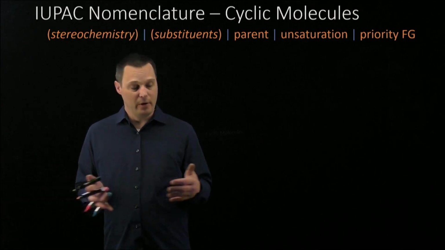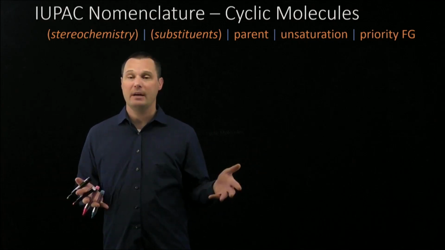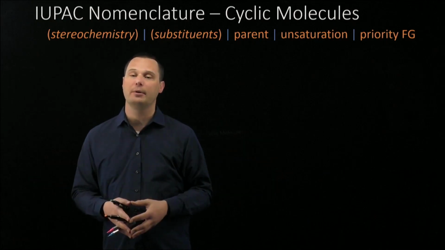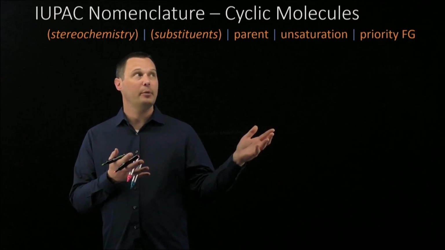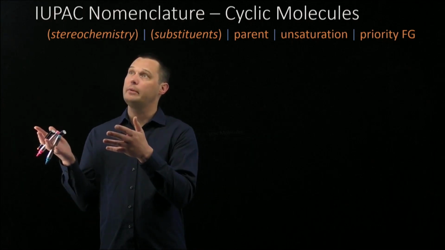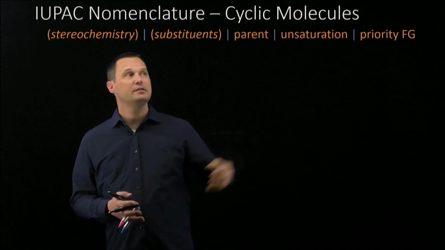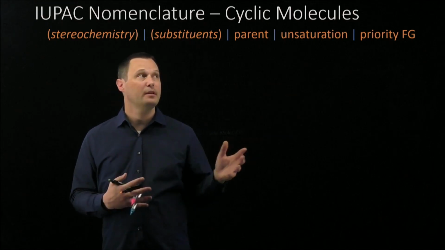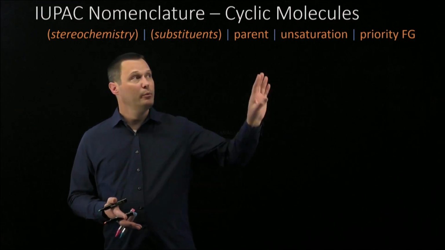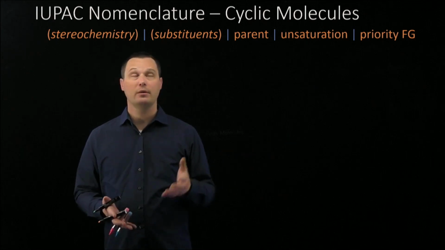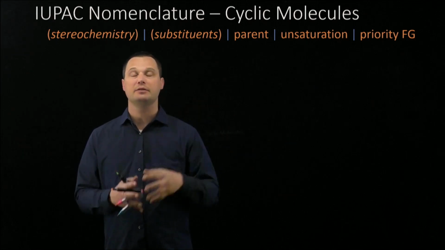This isn't a video about all of the rules of IUPAC nomenclature. I have a different video that lays out all the rules, and I'll link to that video in the description below. In general, every name has 5 parts. Some molecules have stereochemical information. Most molecules have substituents, but every molecule has to have a syllable for the parent, the unsaturation, and the priority functional group. In this video, we won't be looking at molecules with priority functional groups. That's the topic of a later video. Instead, we're going to focus on cyclic molecules and their substituents.